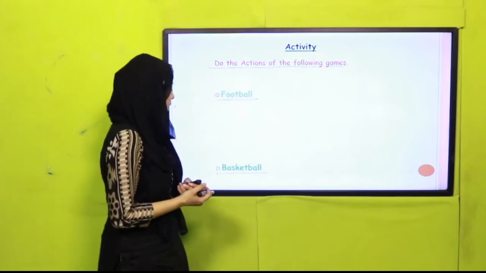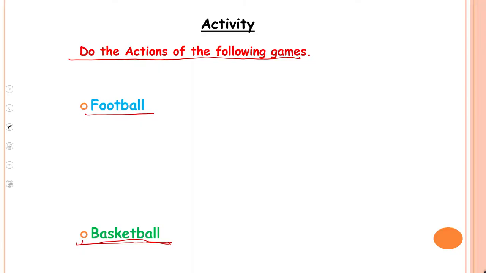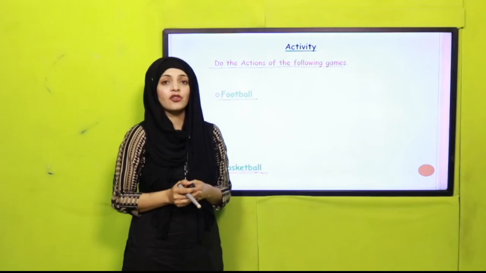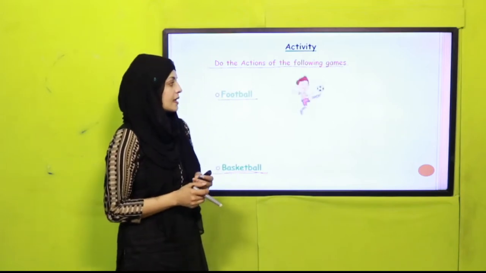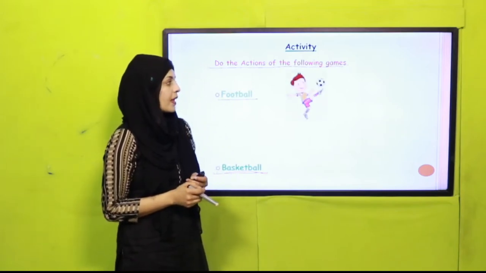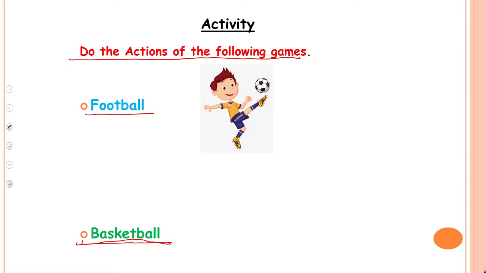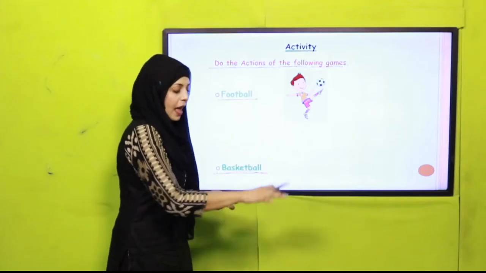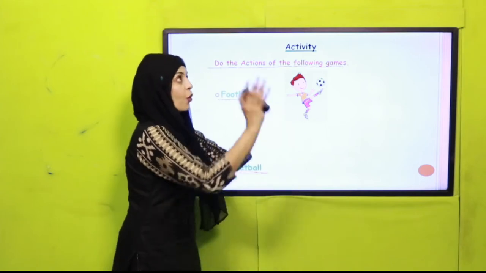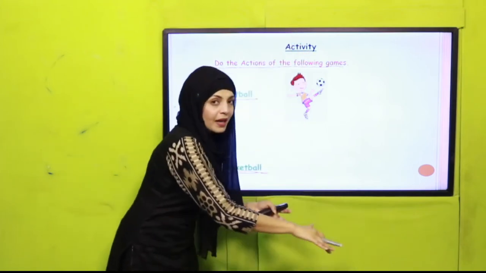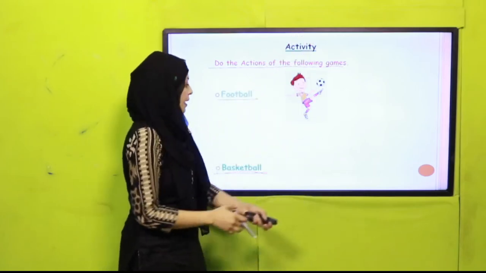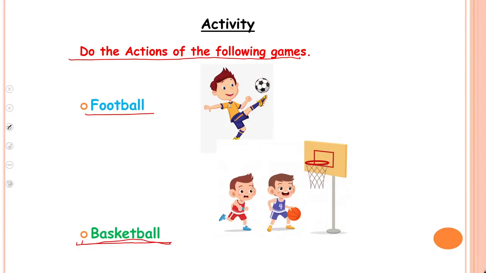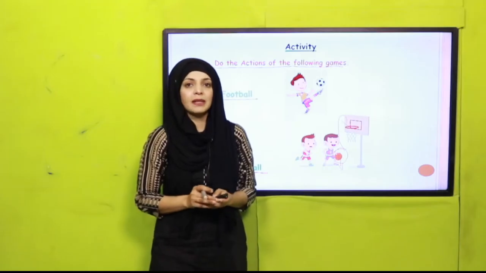Very good. Now, how do you play basketball? Do the action quickly. Get up and do the action. This is the action of football, kicking the football. And how do you play basketball? There's a ball and you have to dribble it and throw it into the basket. This is how we play basketball. There's a ball, you dribble it on the floor and then you put it in the basket. Okay? So that's how you play basketball.